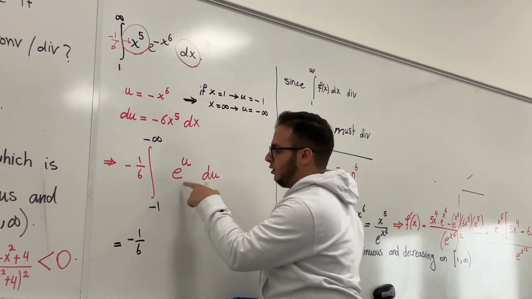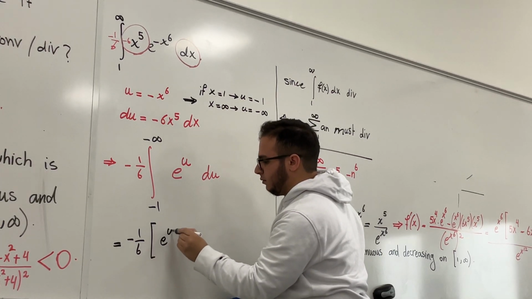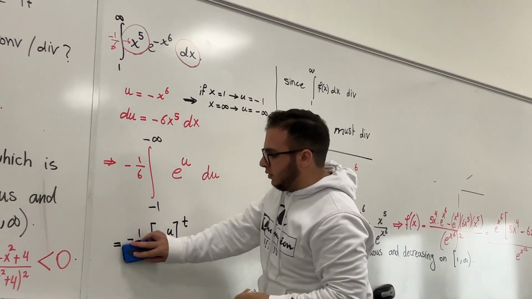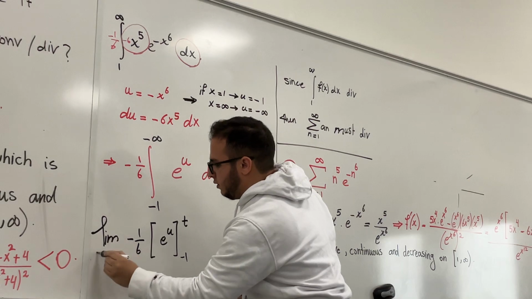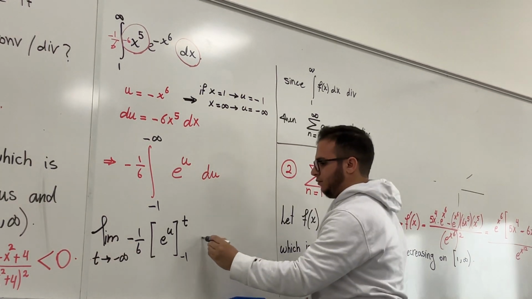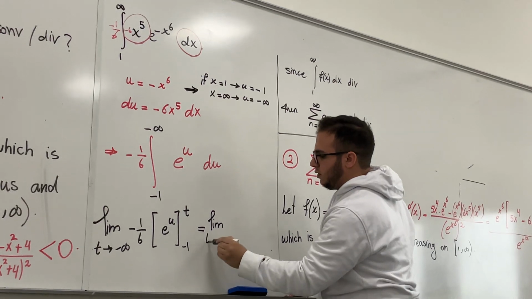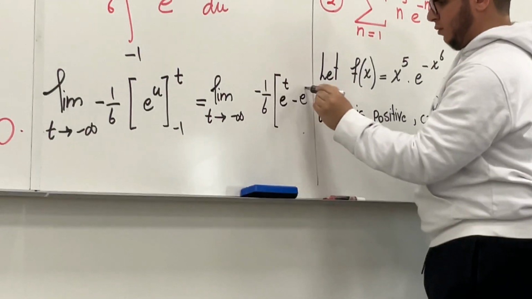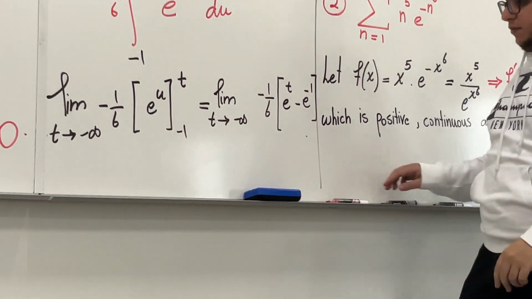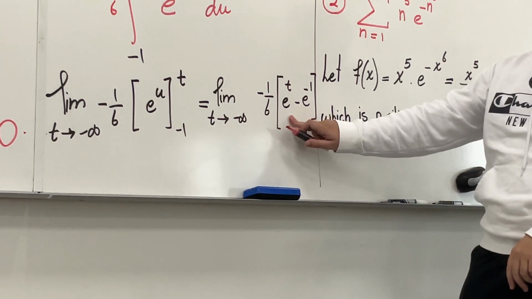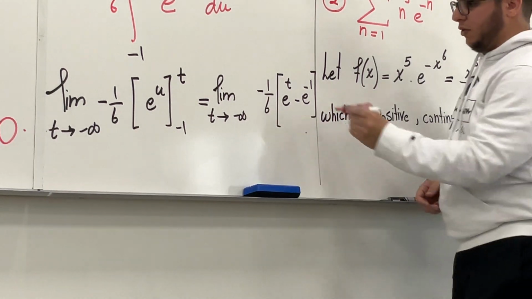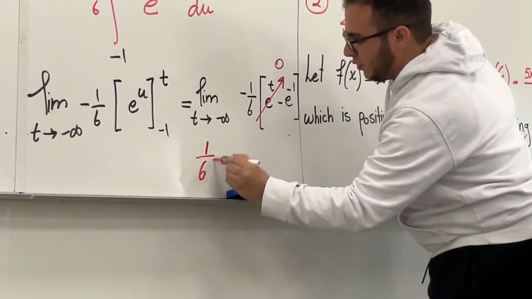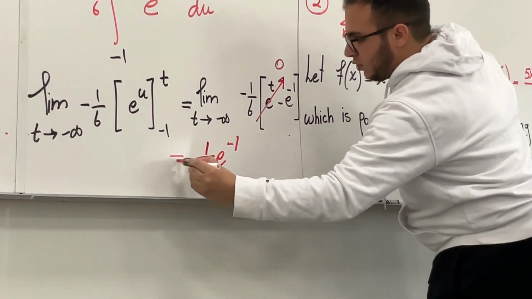Minus 1 over 6. Integration of e to the u is itself. And then from minus 1 to t. Then you say limit as t goes to minus infinity. So, limit t goes to minus infinity, e to the t minus e to the minus 1. Now plug in the limit. What's e to the minus infinity? 0. That's it. So this is 0. Minus 1 over 6 times minus e power minus 1 is just 1 over 6 e power minus 1, which converges.